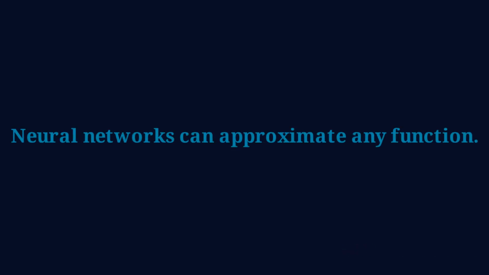A neural network can approximate any continuous function. Today we'll see exactly why and what that really means. Let's start with a concrete example.